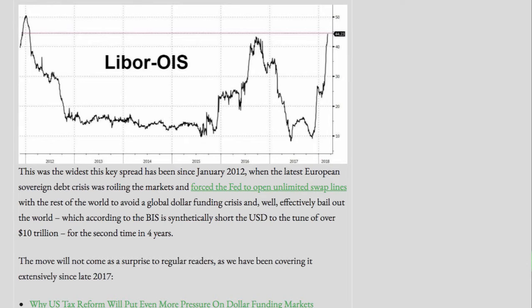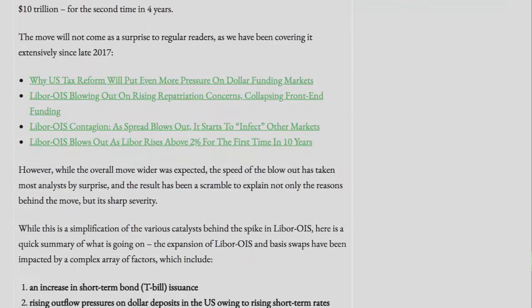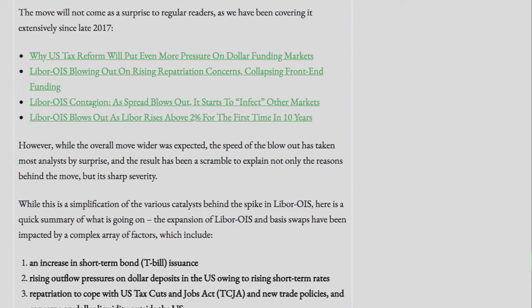a global dollar funding crisis and, well, effectively bail out the world, which, according to the BIS, is synthetically short the USD to the tune of over $10 trillion for the second time in 4 years. The move will not come as a surprise to regular readers, as we have been covering it extensively since late 2017. Why U.S. tax reform will put even more pressure on dollar funding markets?